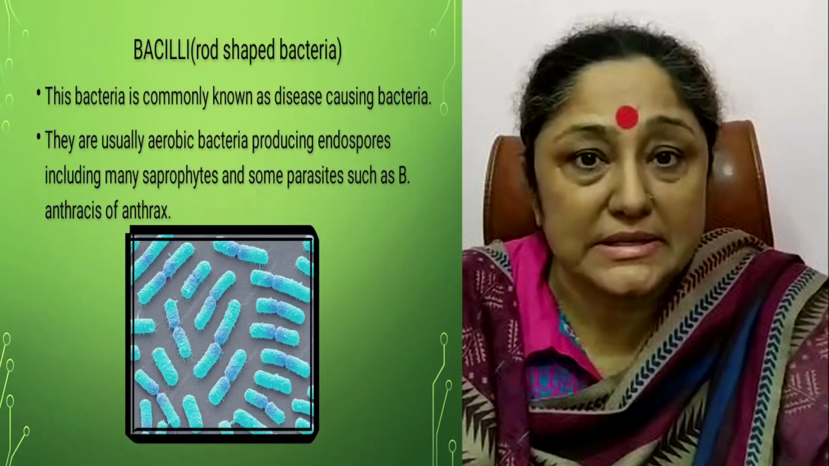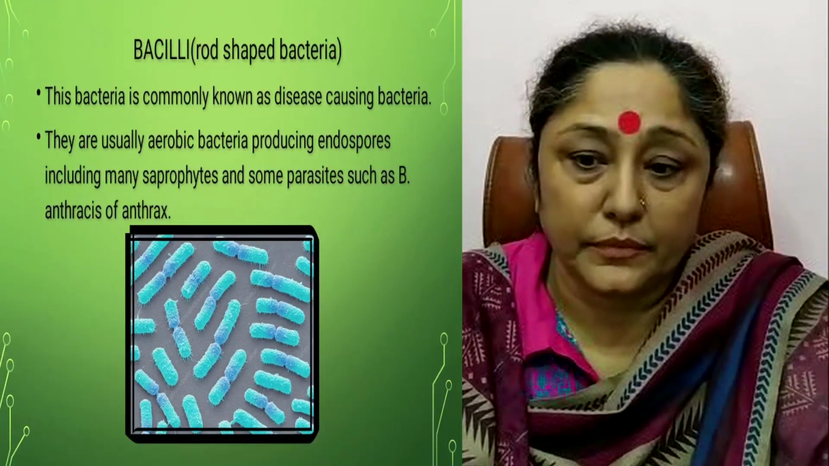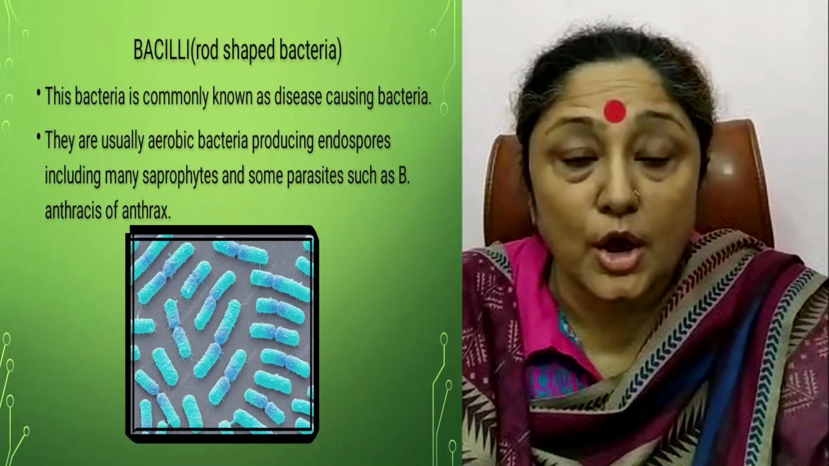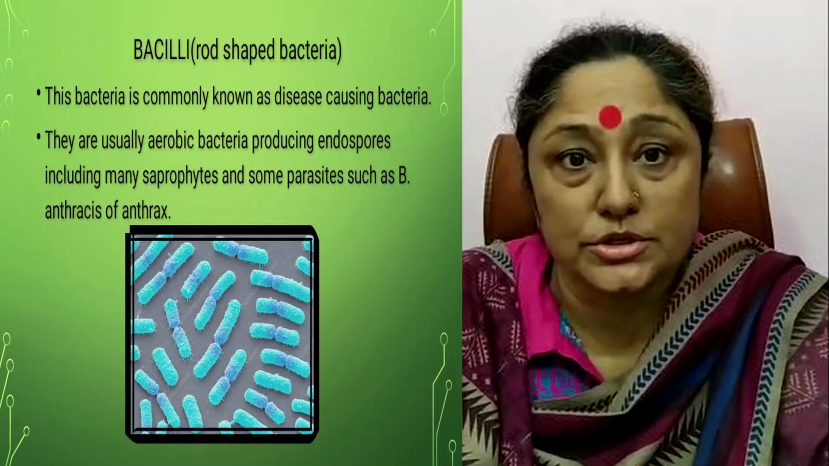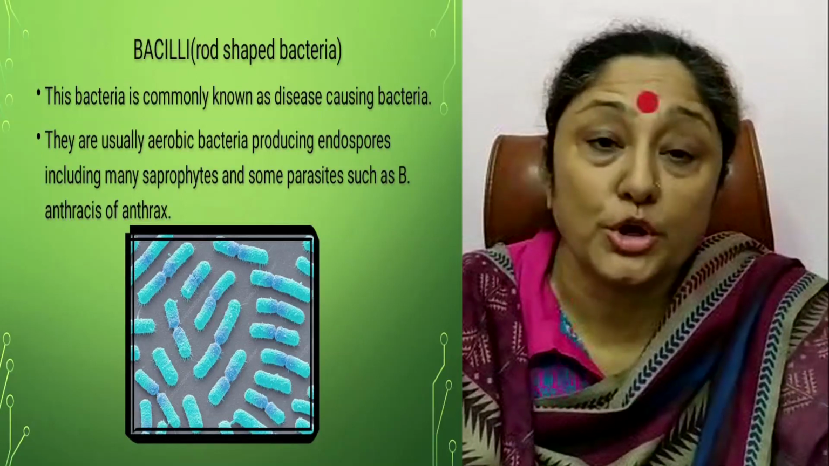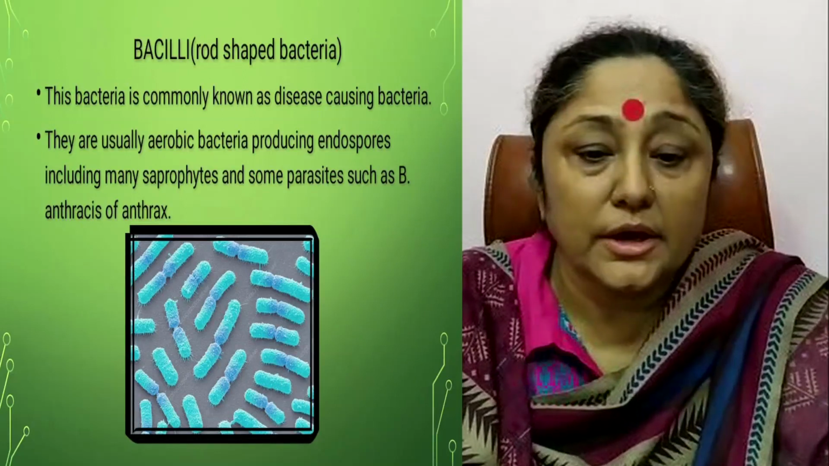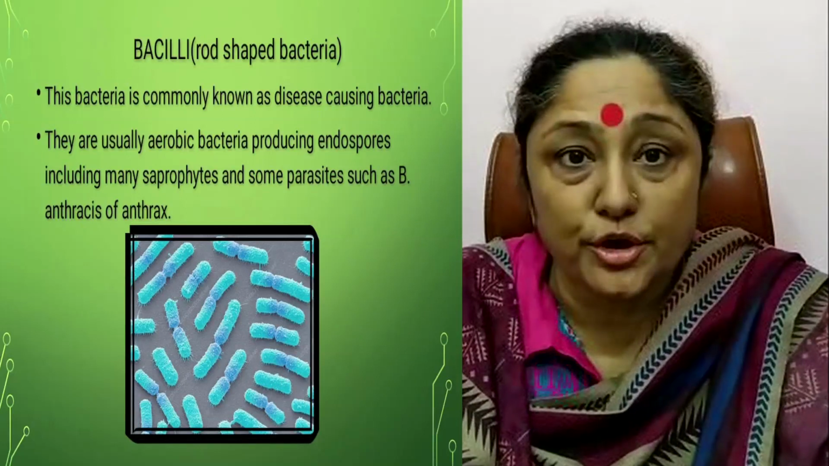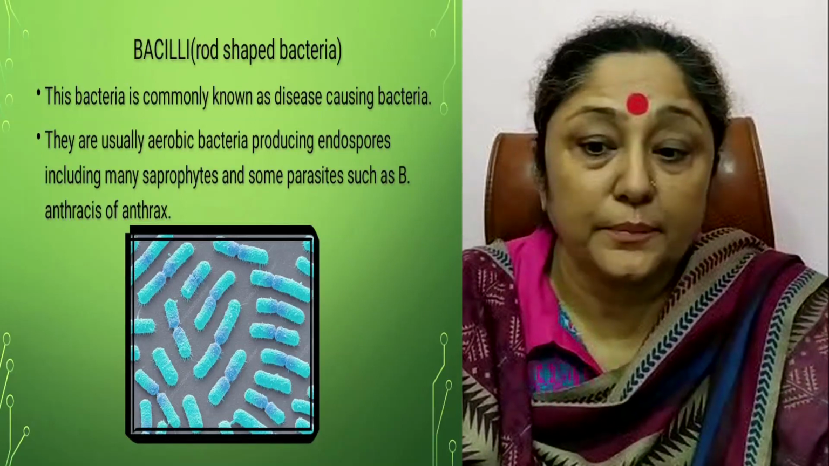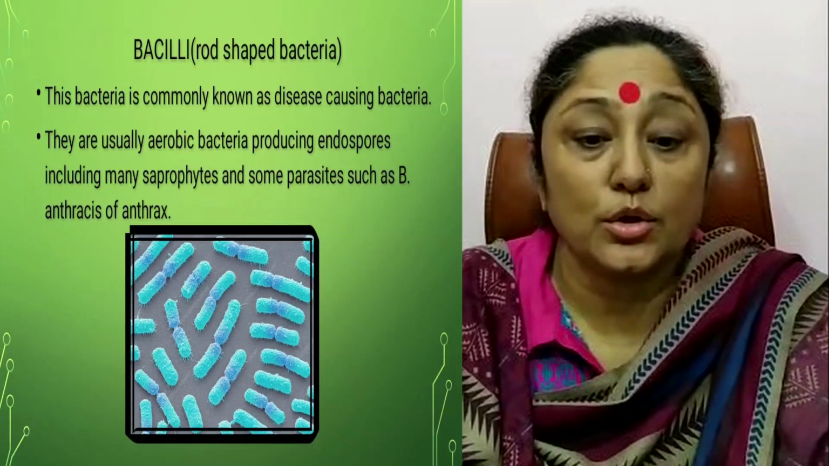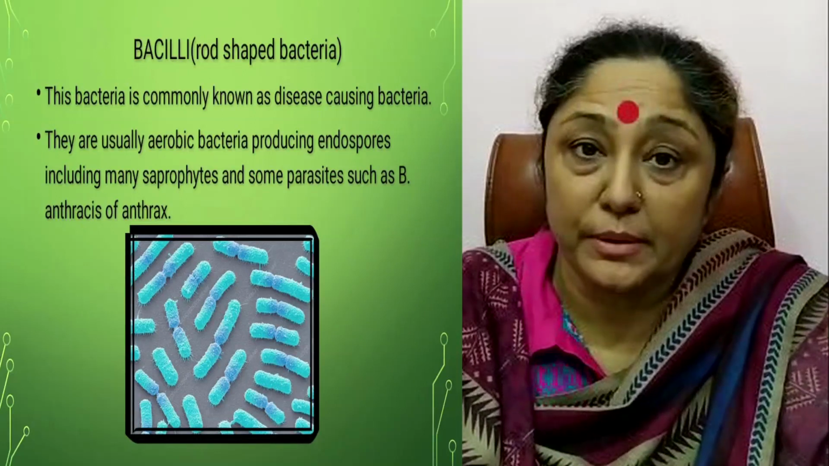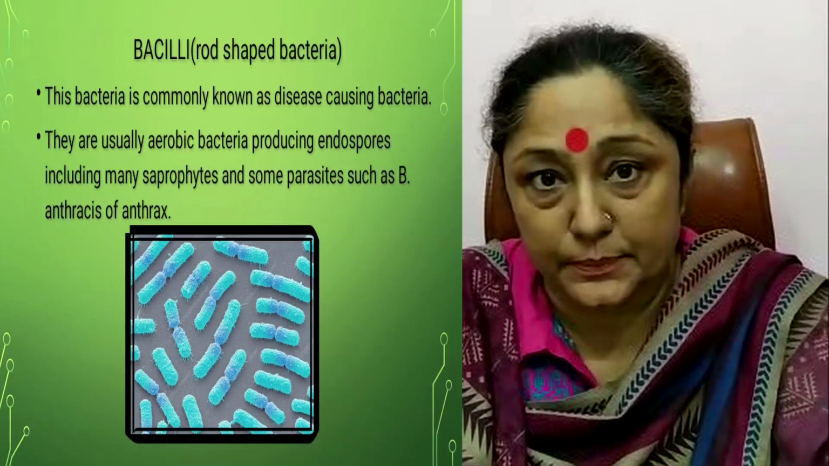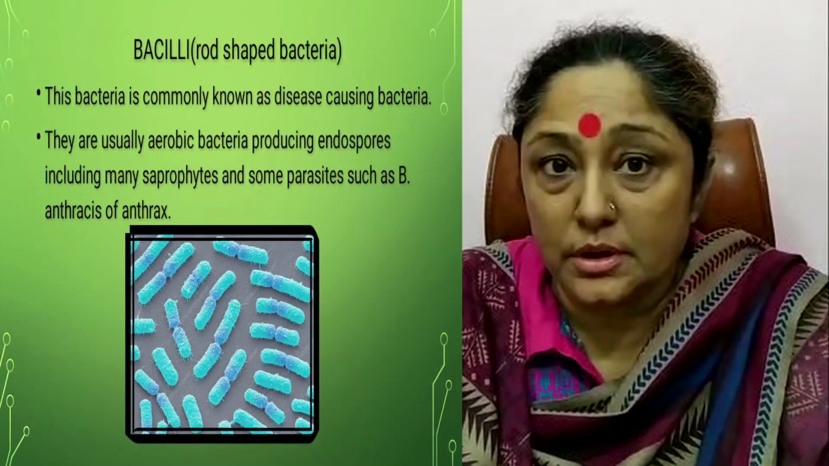We will study about the bacilli, which is a rod-shaped bacteria. And as it is, bacilli is the disease-causing bacteria. Most of the bacterial diseases are caused by rod-shaped bacteria. They are usually aerobic bacteria. This means that they require oxygen for their respiration. And they produce endospores, and they are also saprophytes. But many of them are parasitic, such as Bacillus anthracis of anthrax. Anthrax is a disease of the cattle.